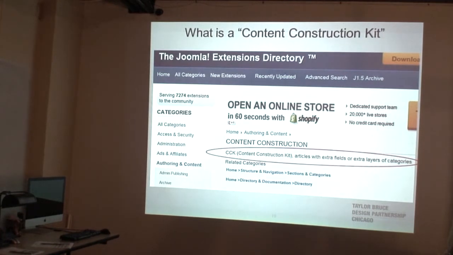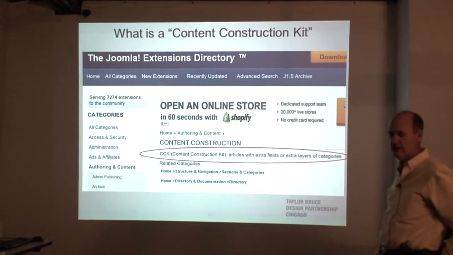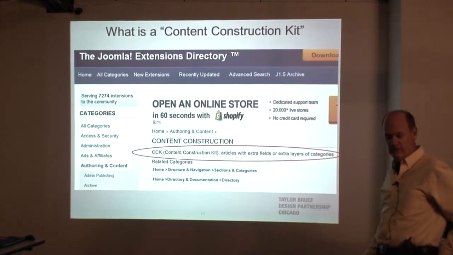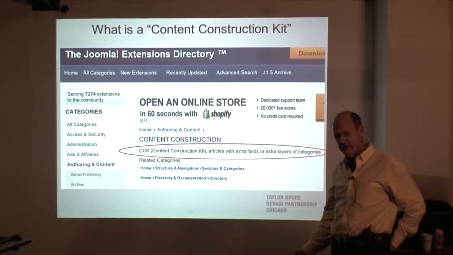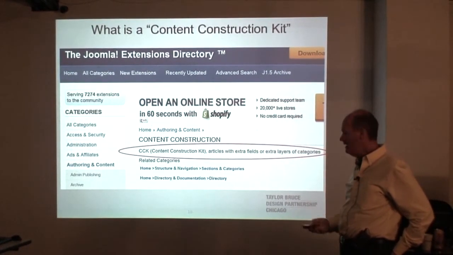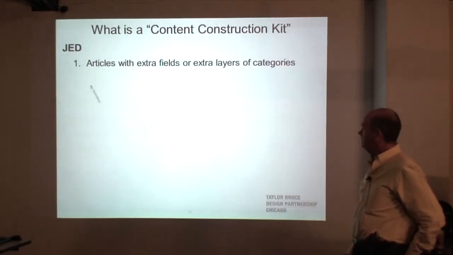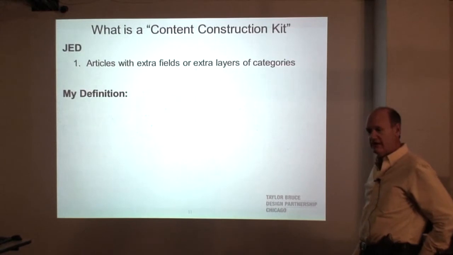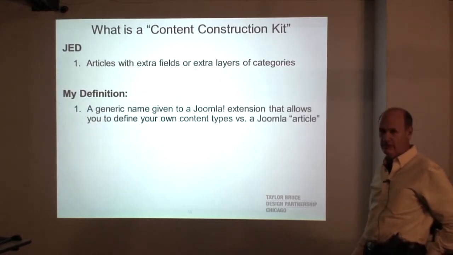I also noticed that they had a definition. It wasn't really helpful, but it said it's articles with extra fields or extra layers of categories. Well, I knew the extra fields, but maybe the extra layers of categories could help me out. Does that mean I can have an article in more than one category? So I figured, okay, I'm going to have to look at all of these 20, so I should know what I'm looking for.